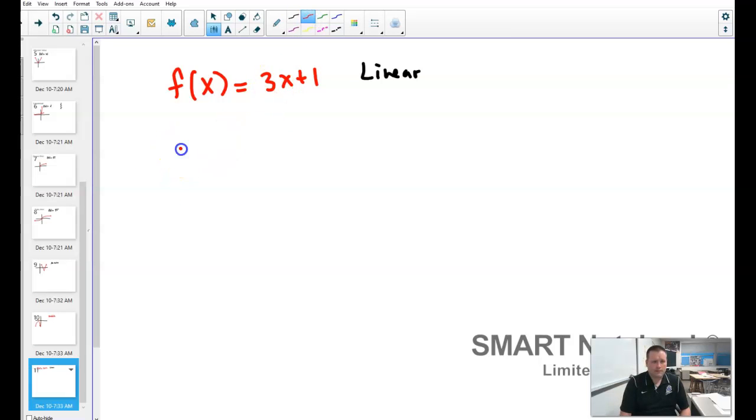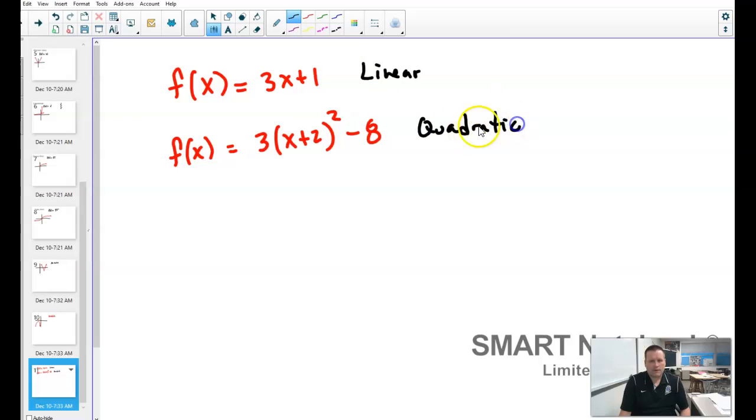Okay? Let me give you another one. So let's say I said f of x equals (3x plus 2) squared minus 8. Well, because I have this squared, that makes this a quadratic at that point. Again, because of the squared. So linear is first power, quadratic is 2. If it was a 3, then we'd call it a cubic. Okay?